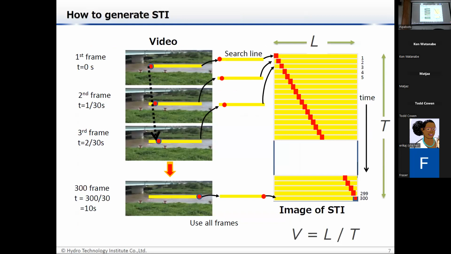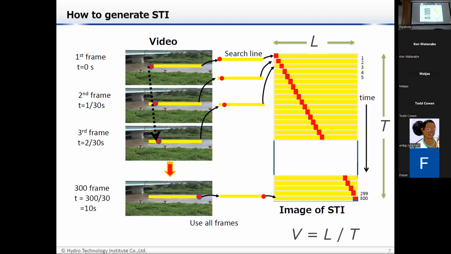Please see the left pictures. As you know, video consists of a series of static images. So 30 FPS includes 30 frames in 1 second, and a 10-second video consists of 300 frames. This yellow line is the search line, and let's assume that the red floating object moves along this search line. When we stack all the search lines vertically, we get a space-time image, STI, shown in the right figure.